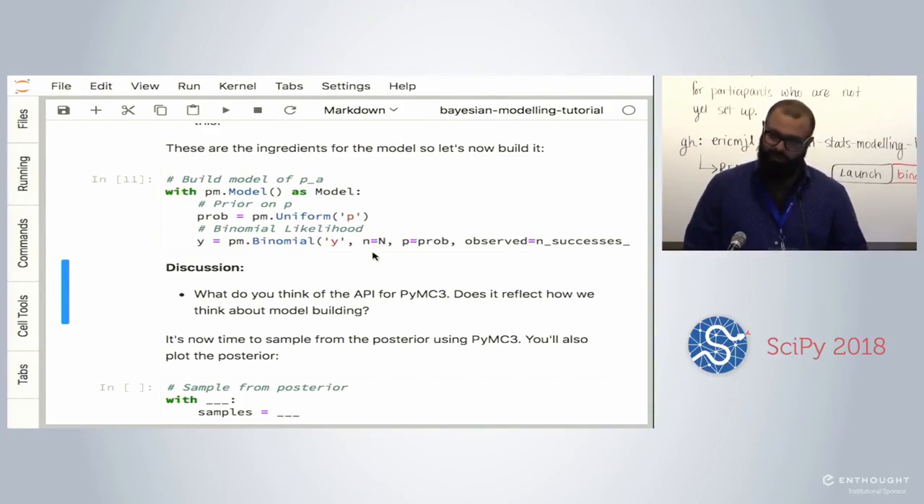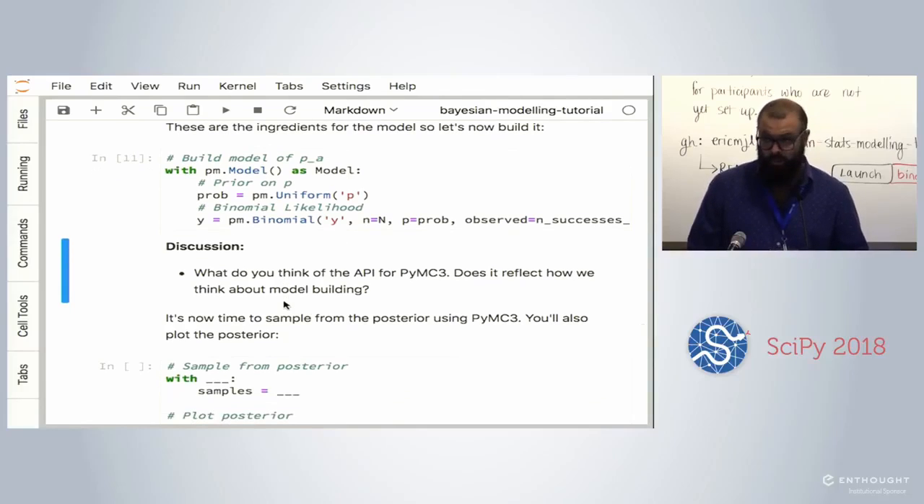Now, for discussion, and maybe we can talk about this afterwards or over drinks once again, it'd be nice to know, and you can put this in the Slack channel as well, what you actually think of the API for PyMC3. Because for me, to be able to use these probability distributions as first-class citizens and abstract over everything else that's happening, it's actually a very beautiful way to interact with my computational environment. And the question is, does it reflect how we think about model building? And I have argued ad nauseam that it does.